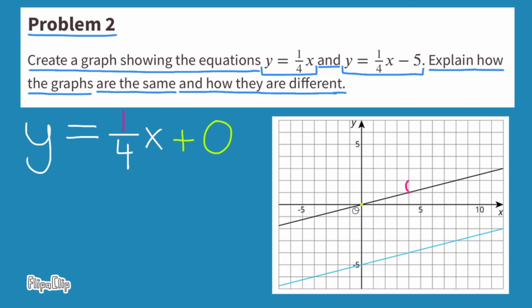And from that point, I can move 1 unit up and 4 units to the right and put another point. You see it lands on the line each time. So this line represents 1/4 x plus 0.